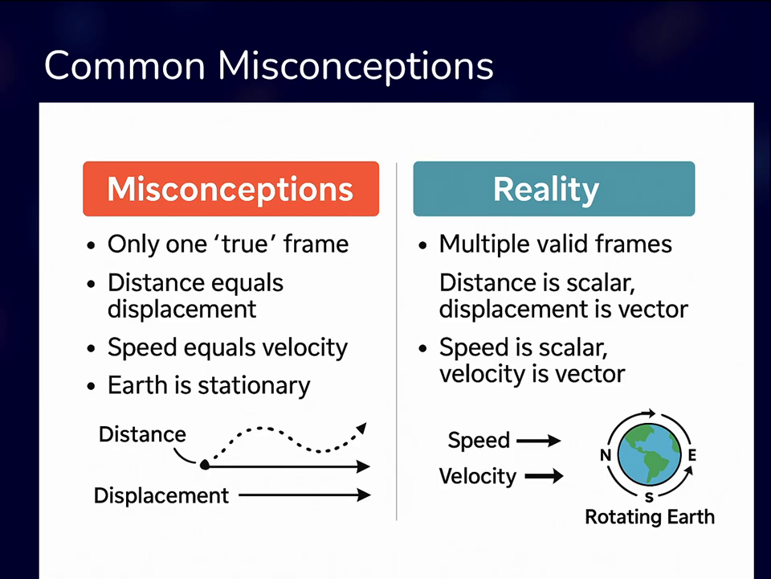Similarly, speed and velocity are also often mixed up. Speed is scalar and velocity is vector. Finally, people often think Earth is perfectly stationary, but Earth spins on its axis and orbits the sun, meaning it's constantly in motion. Fortunately, the effects of this movement are usually negligible for classroom experiments. Remember, physics is not about memorizing answers. It's about choosing the right perspective.